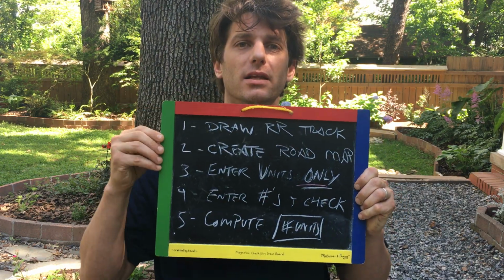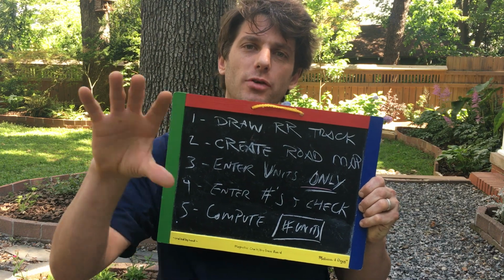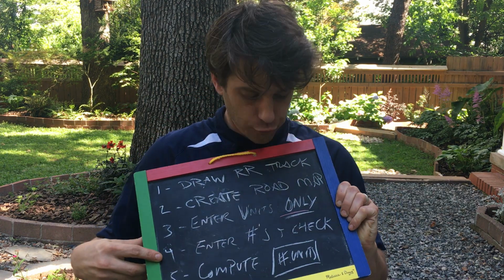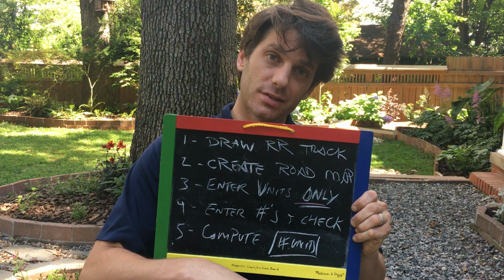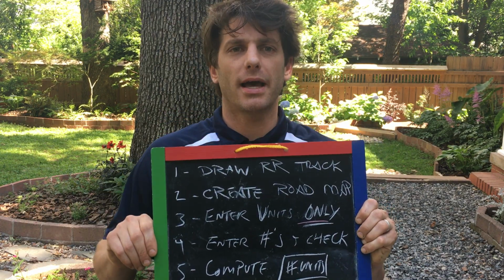3, we're going to take just those units that we've created and put them into that railroad track construct. 4, we're then going to enter the numbers in, and we're going to check to make sure our units cancel, and finally, we're going to calculate and move from there.